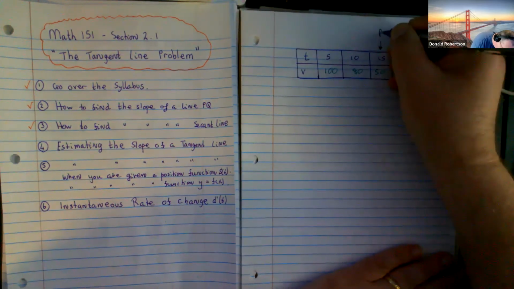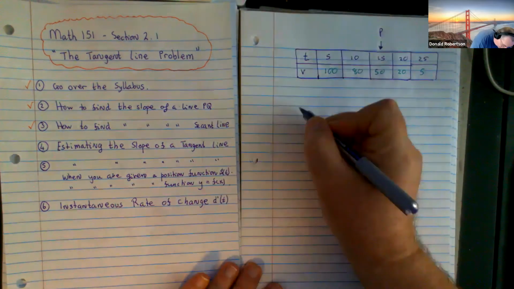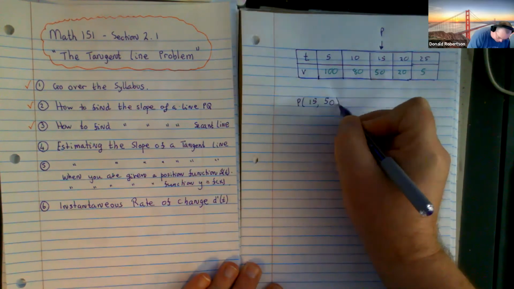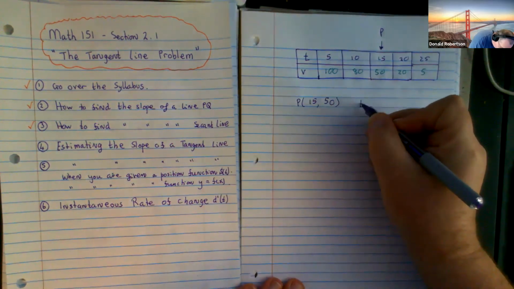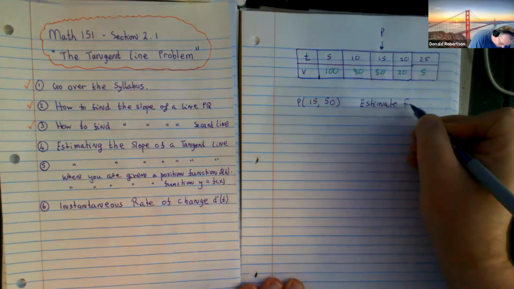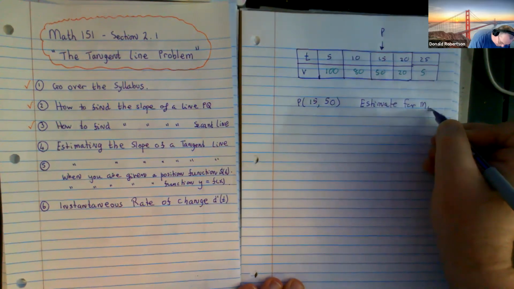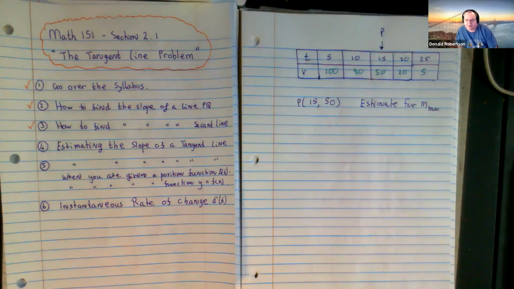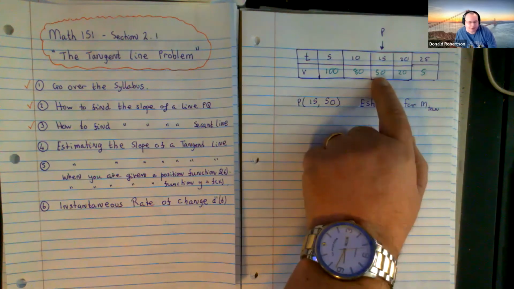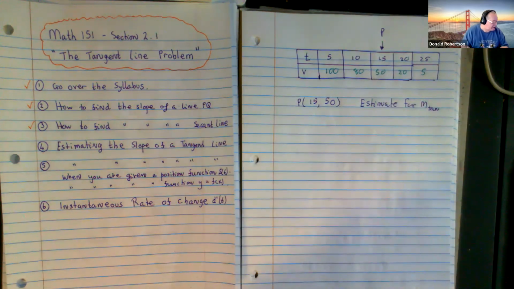And we are interested in this guy here. He's going to be P. So the coordinates of P are, at the 15-second mark, there are 50 gallons. And I'm trying to find an estimate for the slope of the tangent line at that point. In this case, what we're calculating when we find this slope is the rate at which the gasoline is being removed from the tank. So the answer is going to be something like minus 15 gallons a minute, that kind of thing.